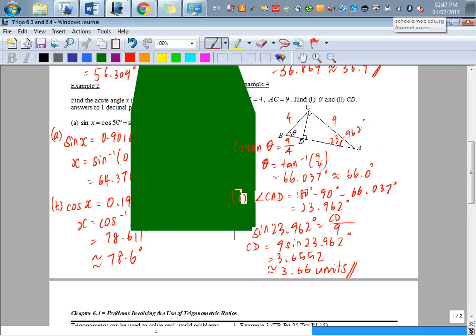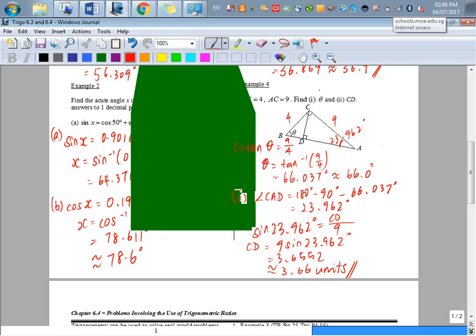Which other method do you use? Yes, you can do that also. But we have to find another way. We had the angle theta as 66.037. So we can use this opposite and hypotenuse. Okay? So she used sine theta equals CD over 4. And you will get the same answer. Right?